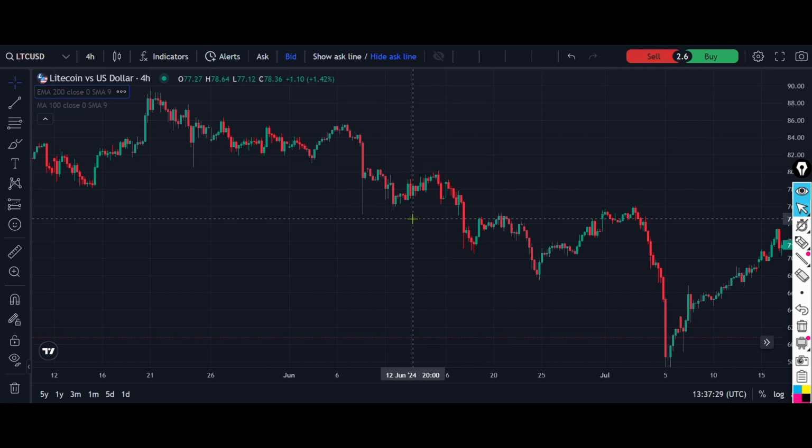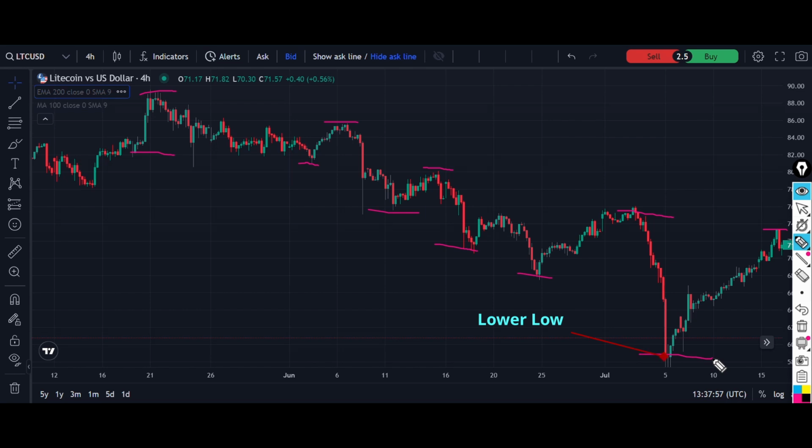And because this is a bearish market, we need to see higher lows and lower lows. We have high here, higher low, higher low, higher low, higher low, and we have low here, lower low, lower low, lower low, lower low, and lower low.